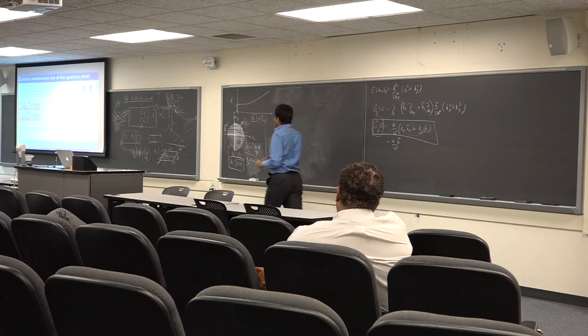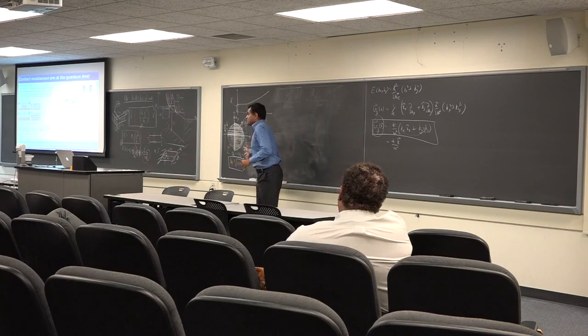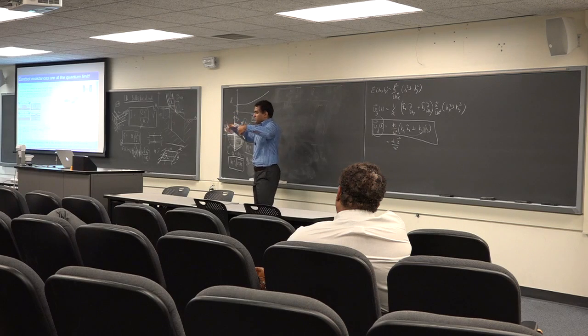So as a result, you can draw the conclusions. If you have more valleys, how will KF change? For the same electron density, your KF will be smaller because you have 6 copies or 4 copies of it.